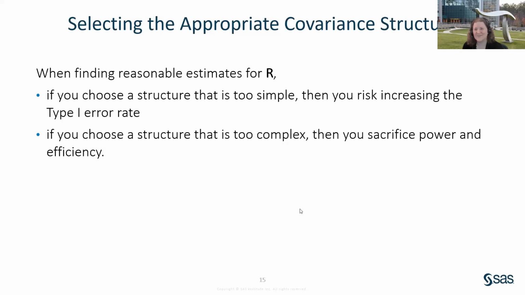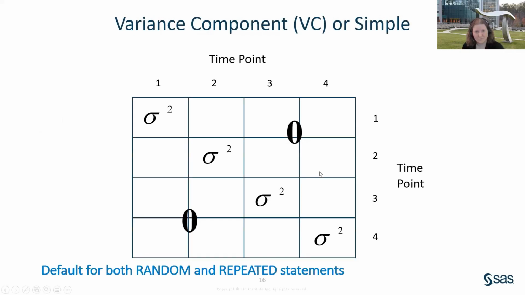And that sounds like a tall task because, again, these are statistical concepts and maybe we don't really know. But there are ways that we can assess this. So I'm going to go through some choices for covariance structures, common choices. SAS software has a much larger number of choices, but I'm going to show you some of the ones that make the most sense for longitudinal data.